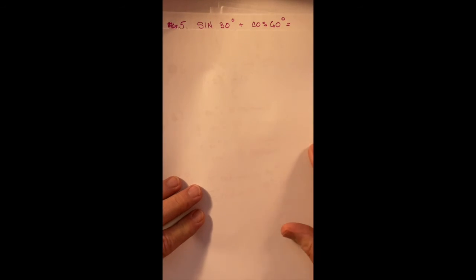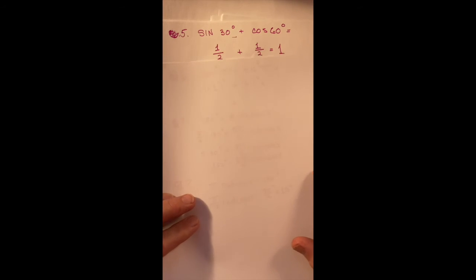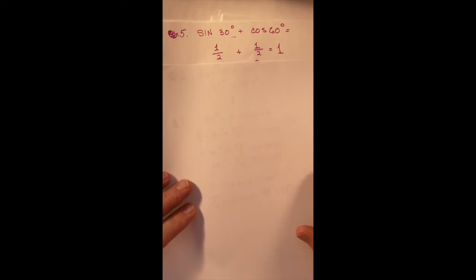Going back up here, the question is, what is the sine of 30 degrees plus the cosine of 60 degrees? And again, in order to do that, you're going to have to know that the sine of 30 degrees is 1/2, cosine of 60 degrees is 1/2, and if you add them together, they're equal to 1.